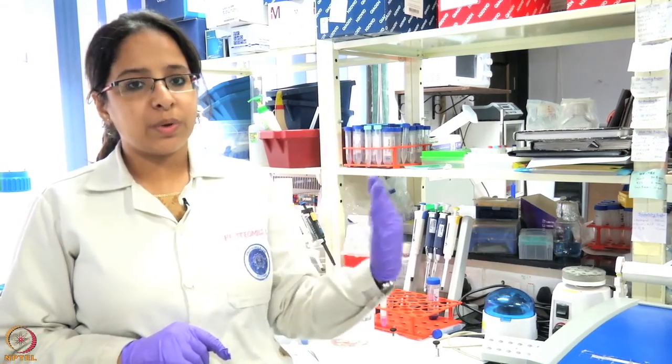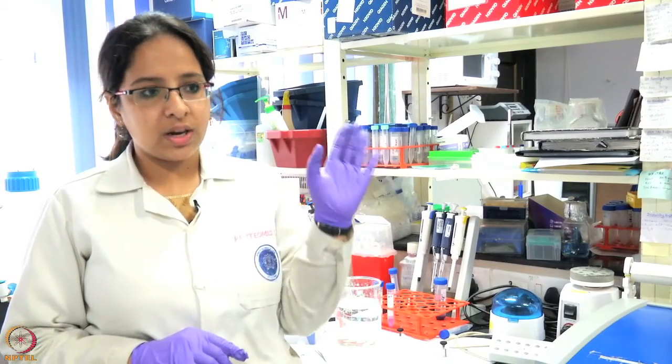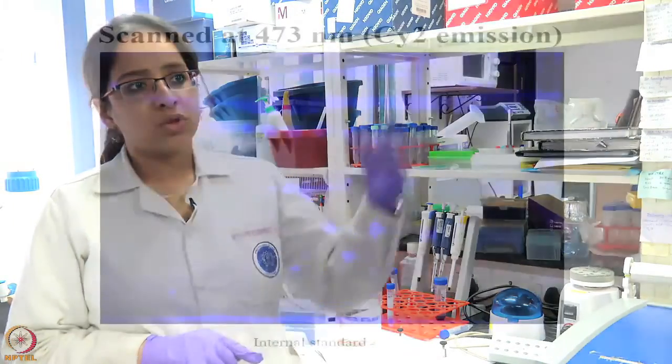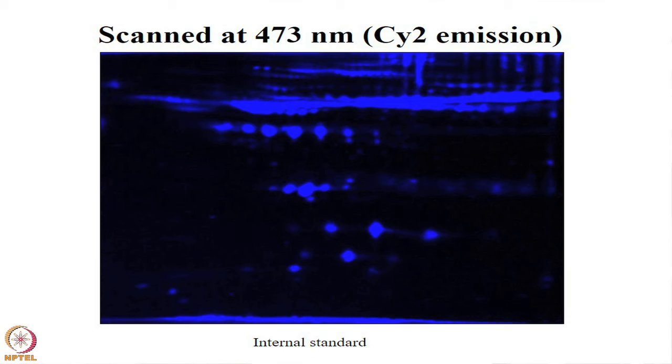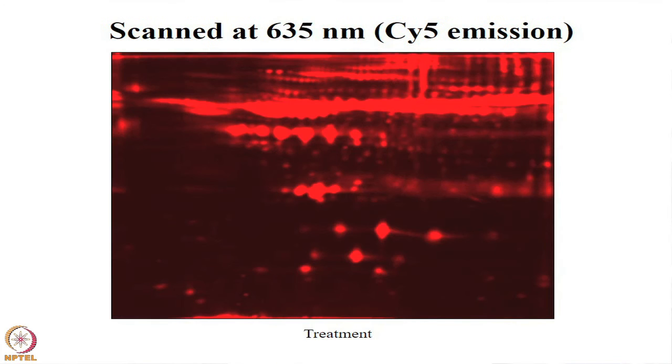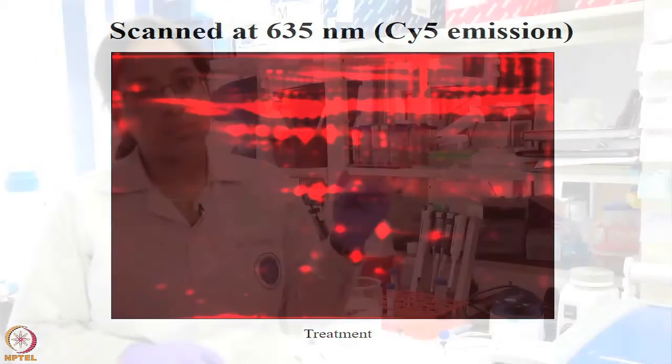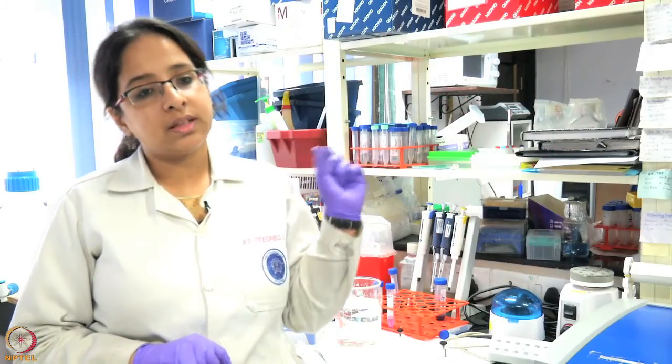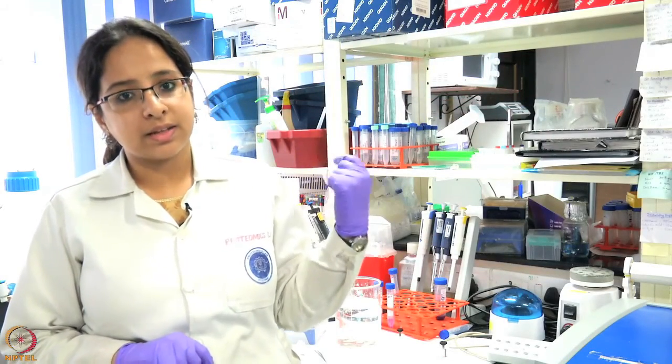So, what we do usually, we scan the gel at 3 different wavelengths. So, you can see in this particular image, the gel has been scanned only at Psi-2. In the next image, it has been scanned at Psi-3. The next at only Psi-5. So, you may find some spots which are there only in the image which is scanned at Psi-3 wavelength.